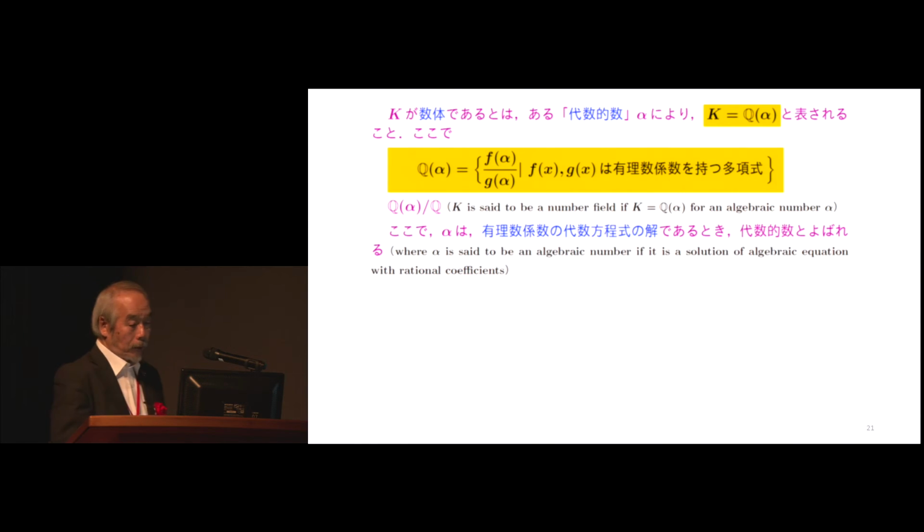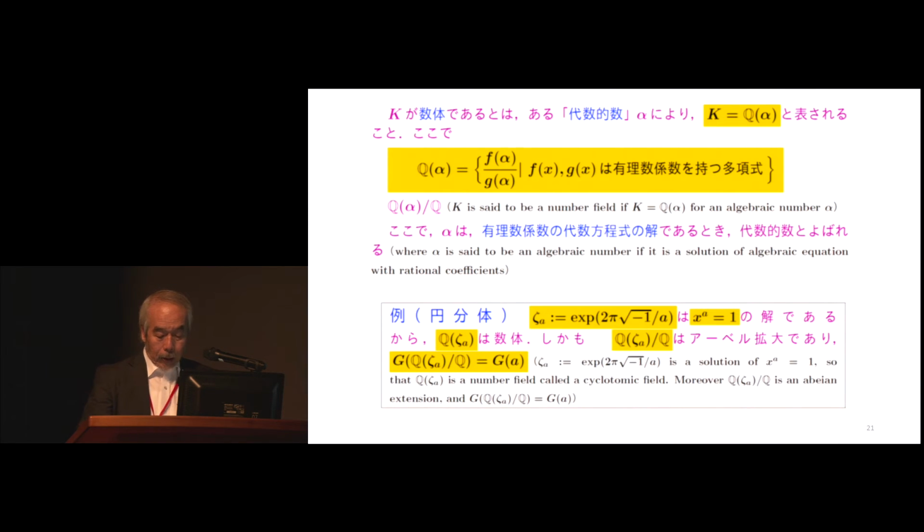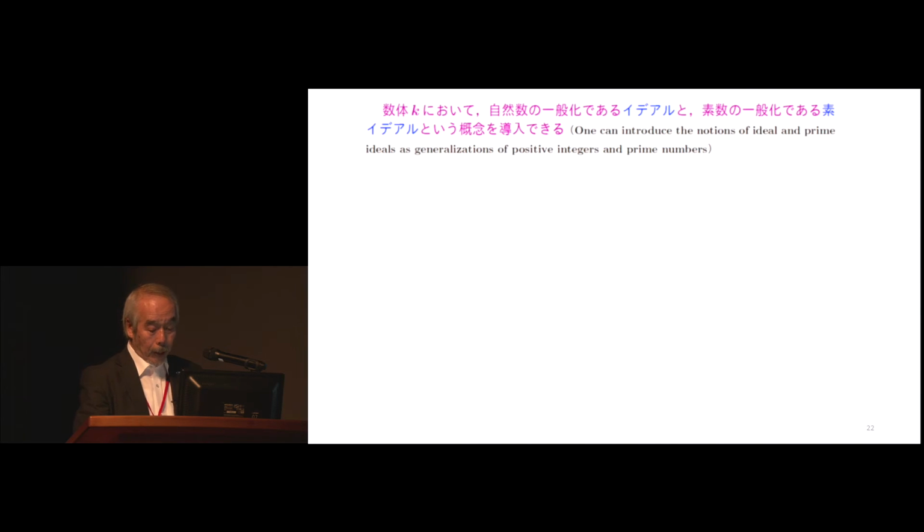Alpha is said to be an algebraic number if it is a solution of an algebraic equation with rational coefficients. Just one example, the exponential in Euler's formula: x to the power of a equals 1, and its solution is zeta equal to the exponential, and the Abel group is equal to this. This is called the cyclotomic field. In the number fields, this is a representative field.